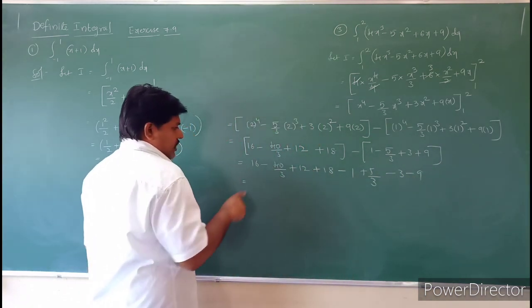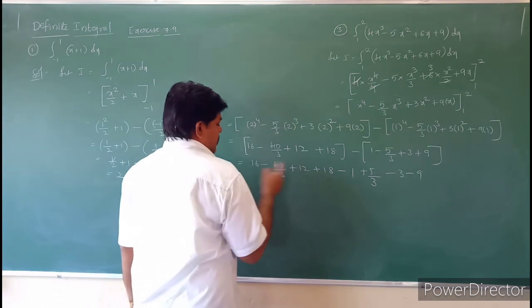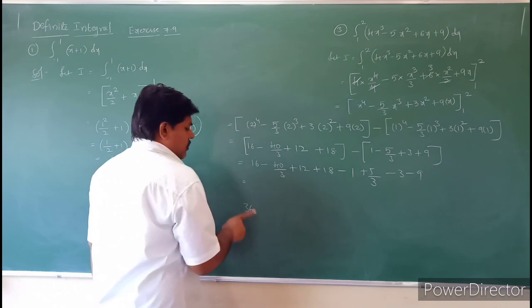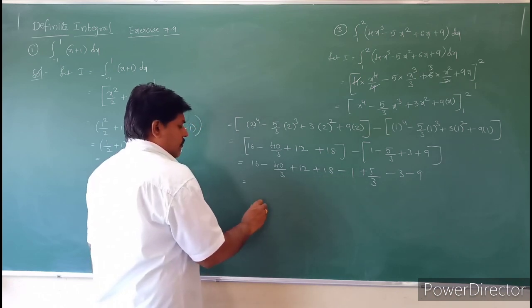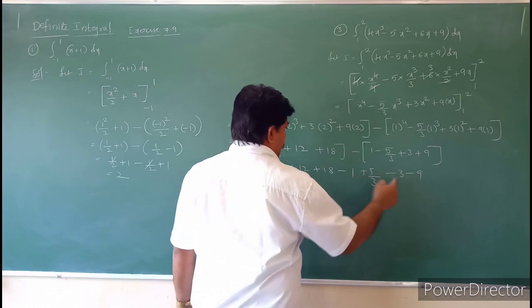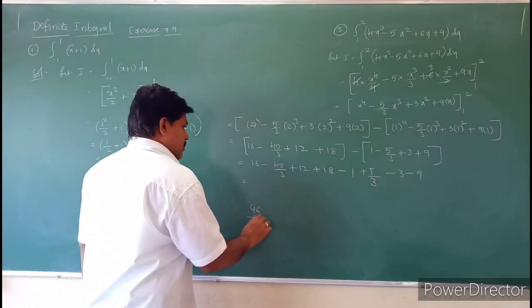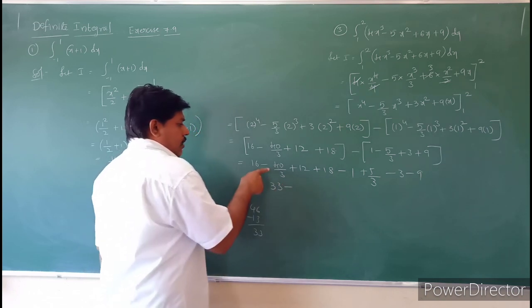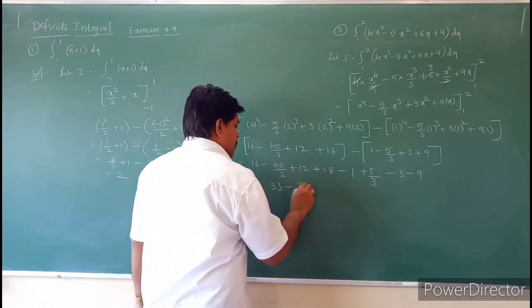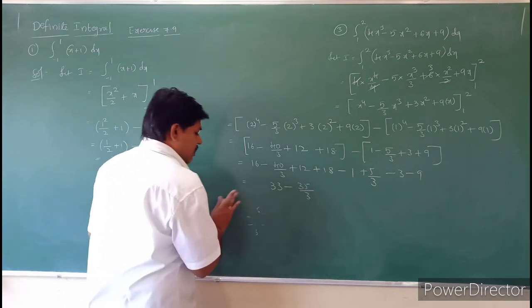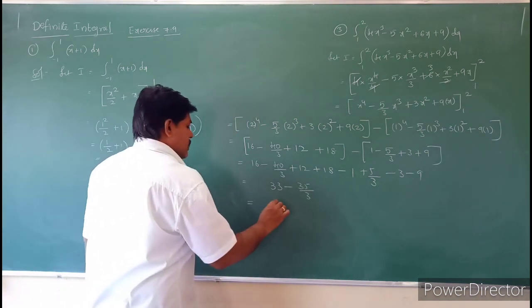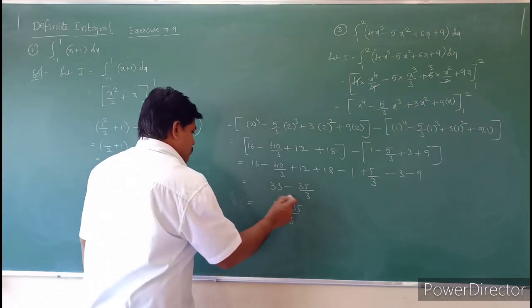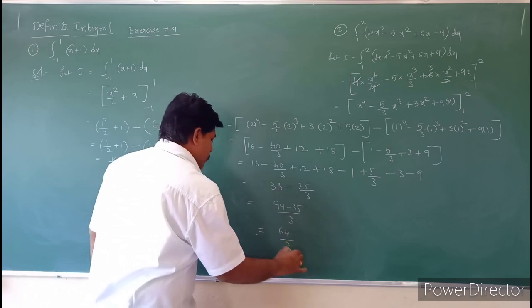So add them, students. Here 16 plus 12 plus 18 is 46, and minus 1 minus 3 minus 9 is minus 13. So that is 33. So this value is 33 minus 40 by 3 plus 5 by 3, which is minus 35 by 3. So what we will get, students? That is 99 minus 35 by 3, so that is 64 by 3.